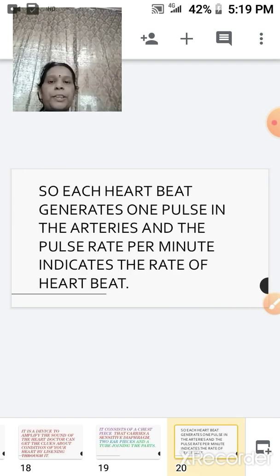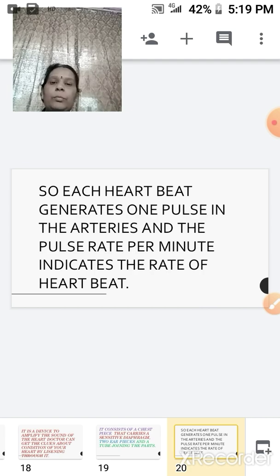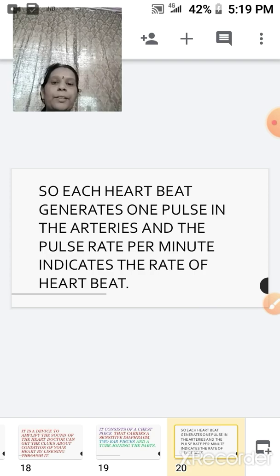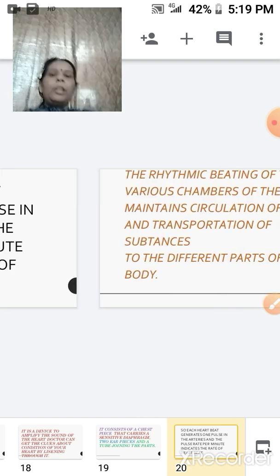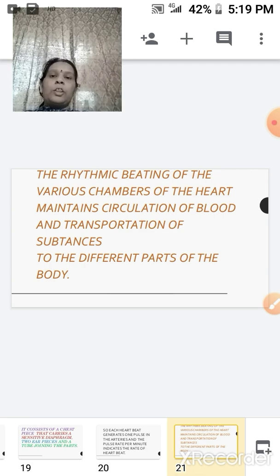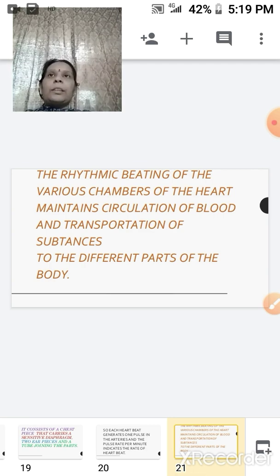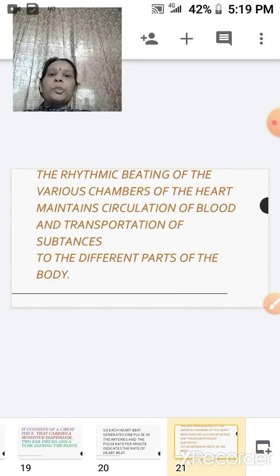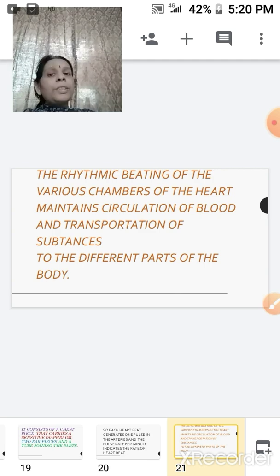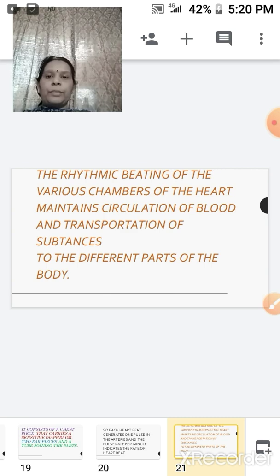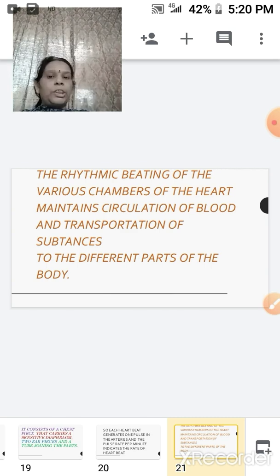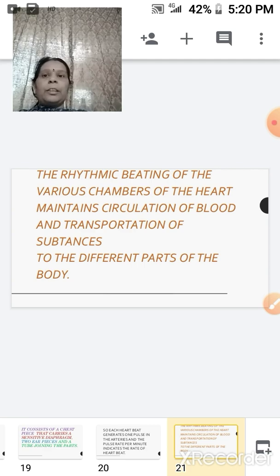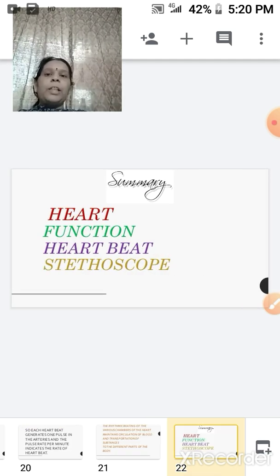Each heartbeat that is generated has one pulse within the arteries, and the pulse rate per minute indicates the rate of the heartbeat. As I said, a normal person has an average of 70 to 72 times per minute of relaxation and contraction of the chambers of the heart. This rhythmic beating of the various chambers of the heart maintains the blood circulation, and it helps in carrying the blood to the different parts of the body.